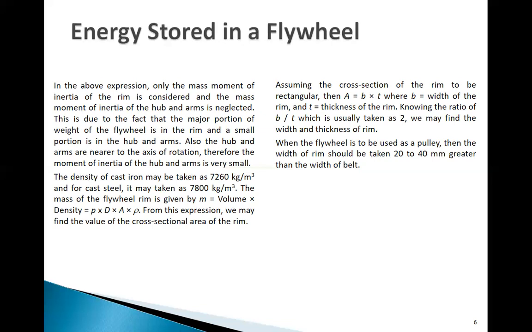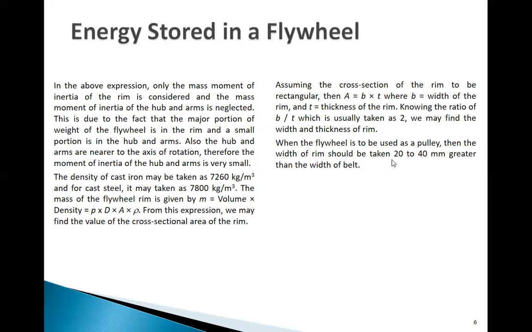Now, the density of cast iron may be taken as 7,200 kilogram per cubic meter, and for cast steel it may be taken as 7,800 kilogram per cubic meter in SI. The mass of the flywheel rim is given by m is volume times the density, pi times D times A times rho. From this expression, we may find the value of the cross-sectional area of the rim. Sa rim ka lang, kung consider mo. So itong m equal to sa W kung ang density po is in pounds per cubic foot sa English units. Dito, sa SI is kilograms.